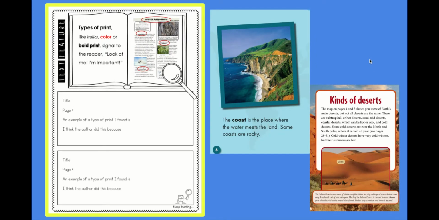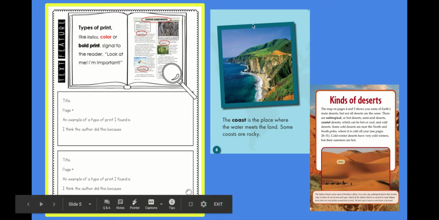The next text feature is types of print. So what that means is not necessarily a heading, but as you're reading beneath the heading within different paragraphs, you might see words that are italicized or that are put in a different color or that are bolded. And these words signal to nonfiction readers, hey, stop, look at me, I'm important. And when you come to these words, it's important to stop and make sure that you understand what that word means and why the author used that word.